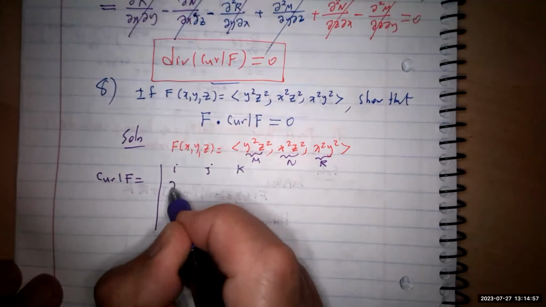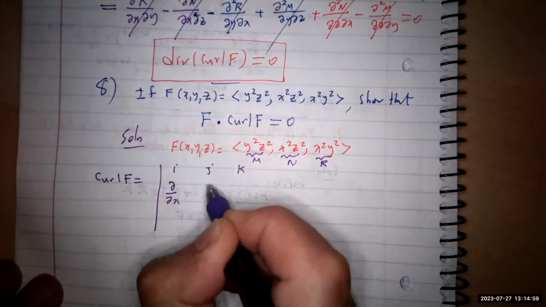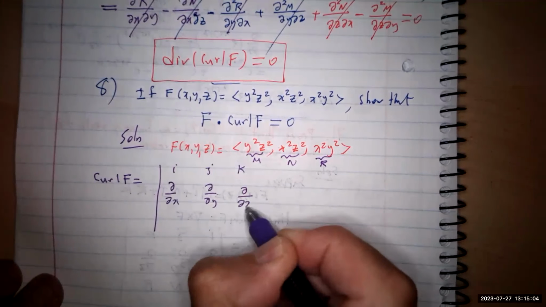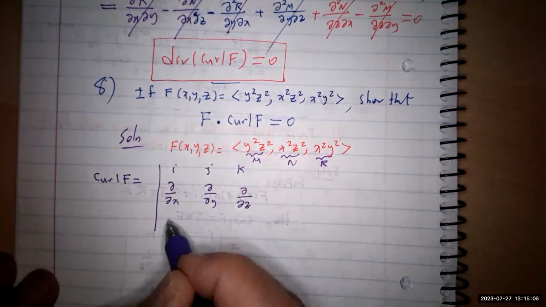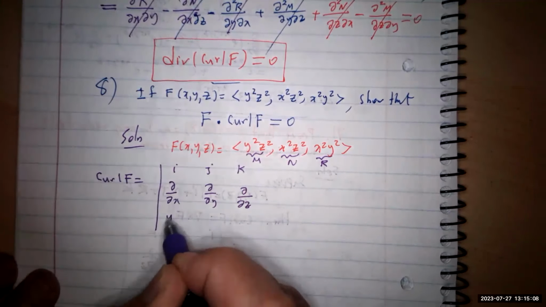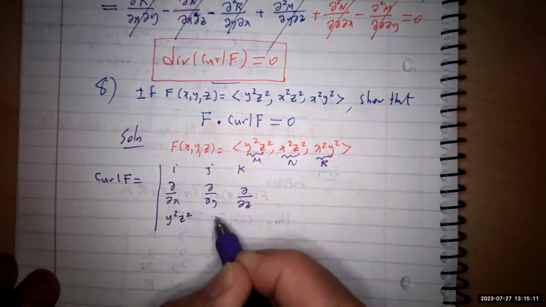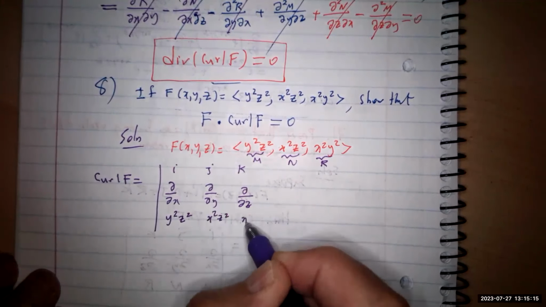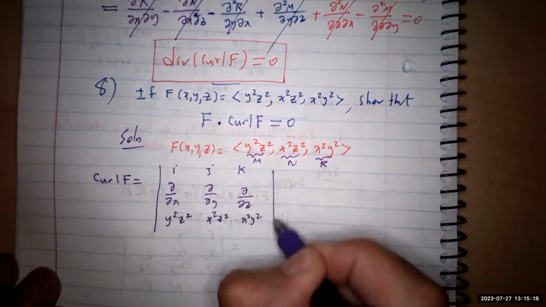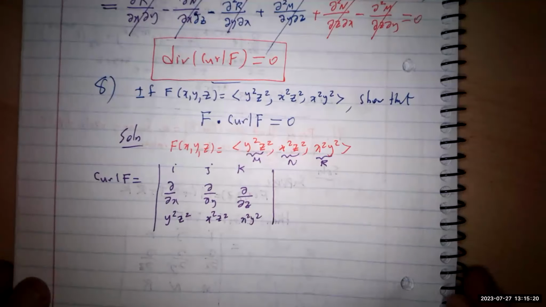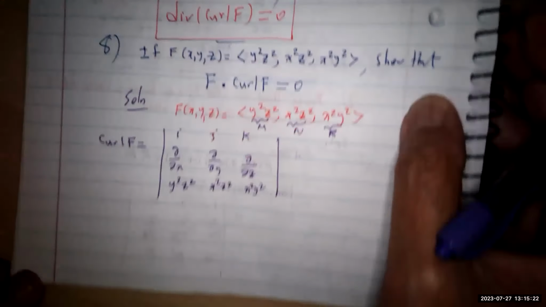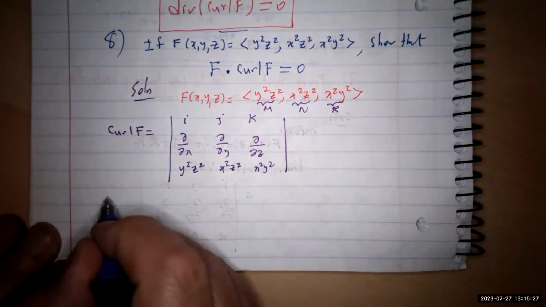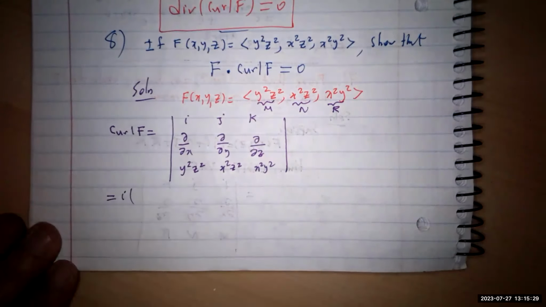Then differentiate with respect to x, differentiate with respect to y, and differentiate with respect to z, the function. The first one is y squared z squared. The second one is x squared z squared. And this is going to be x squared y squared. See? As you move on and differentiate, that would be easier. Okay, so it's going to be equal to the i times, or just use the formula.